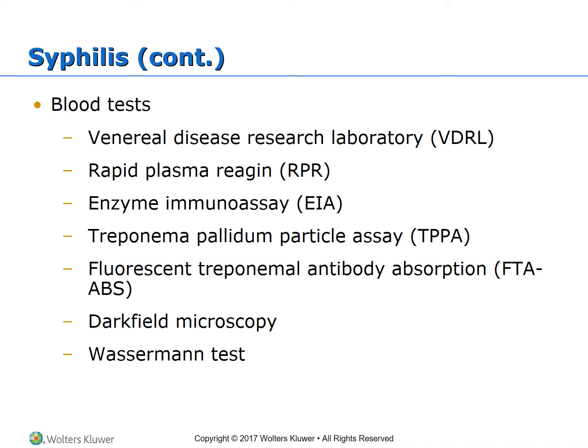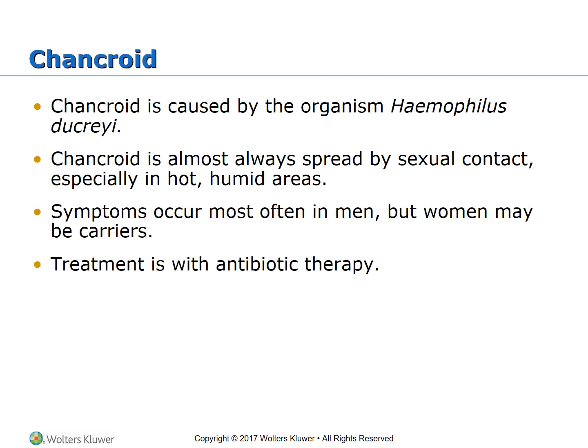Chancroid. So a chancroid, do not confuse with canker, which is a painless hard lesion, which is often the first indicator of syphilis. A chancroid is caused by the organism Haemophilus ducreyi, which is a painful genital ulcer.